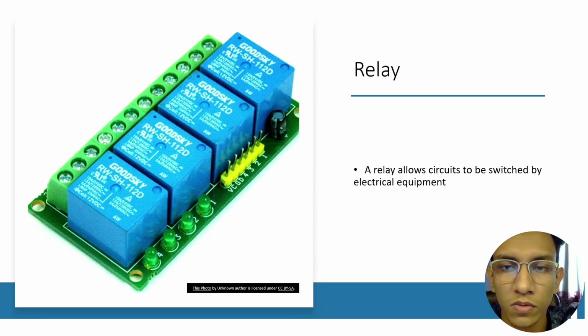For the next part, we have the relay. A relay is a kind of switch that allows a circuit to be switched on by electrical equipment. A relay is a switch that opens or closes electromechanically and allows the fire alarm control unit to operate emergency control functions.